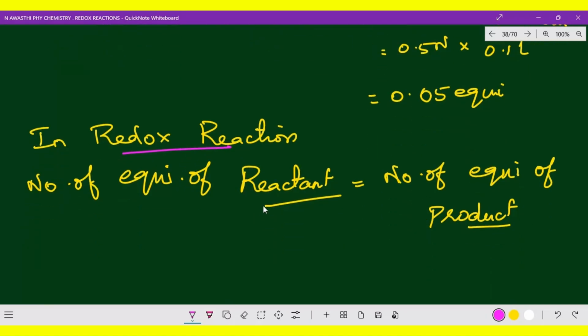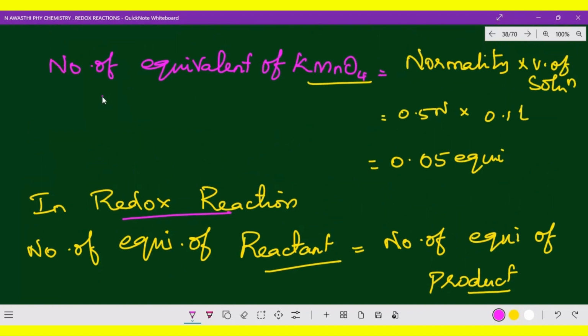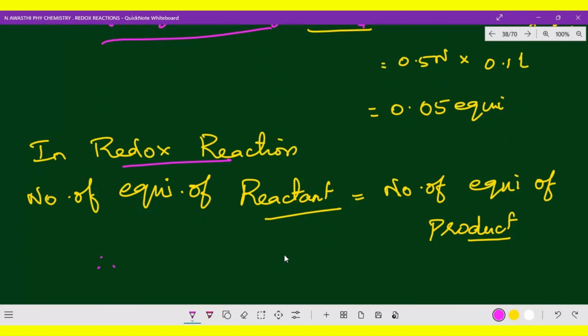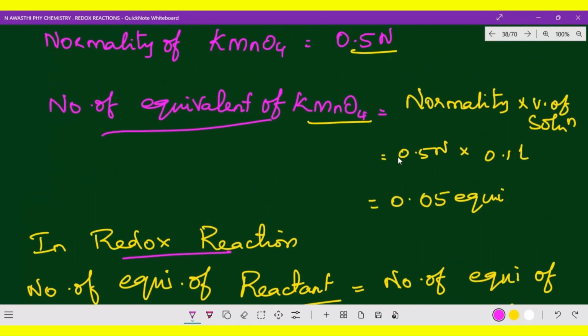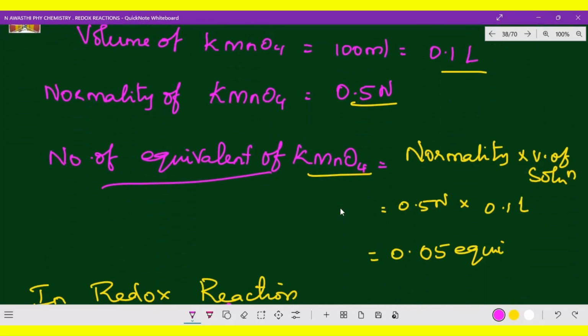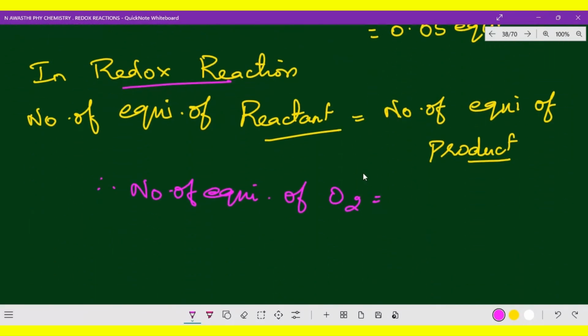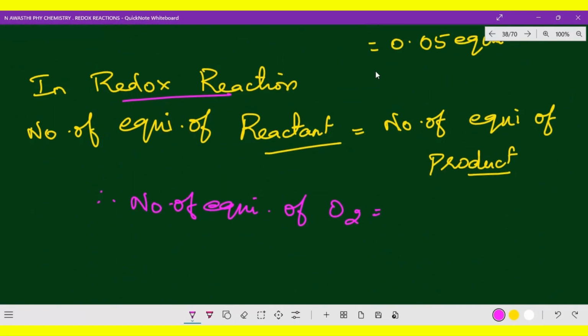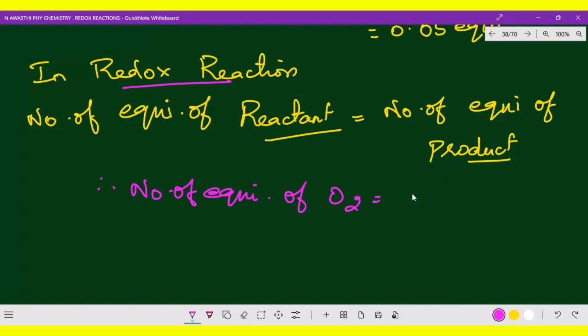Now the number of equivalents of oxygen gas also. Therefore, the number of equivalents of KMnO4 is equal to the number of equivalents of oxygen gas formed. That is what I wanted to bring out. Here KMnO4, here oxygen. In this equation, for the product we have to consider equivalents, not moles. The number of equivalents of KMnO4 is 0.05, and in the same way the number of equivalents of oxygen is also 0.05. That is what I wanted to bring from this concept.